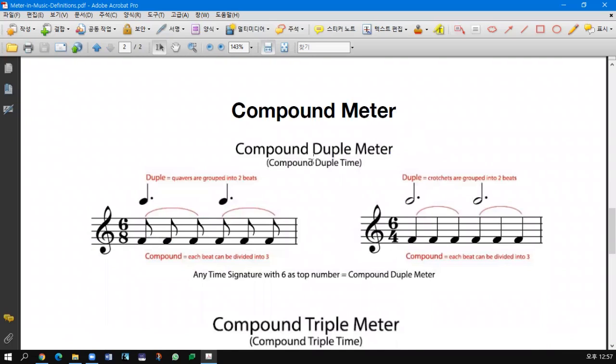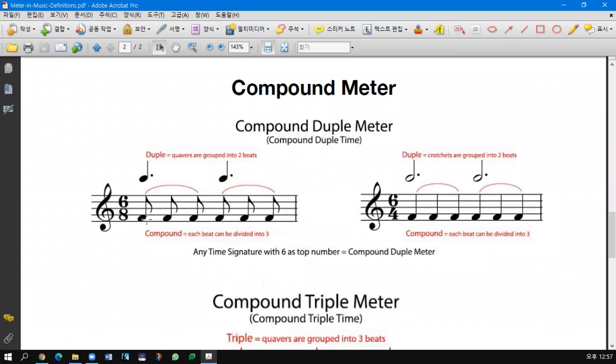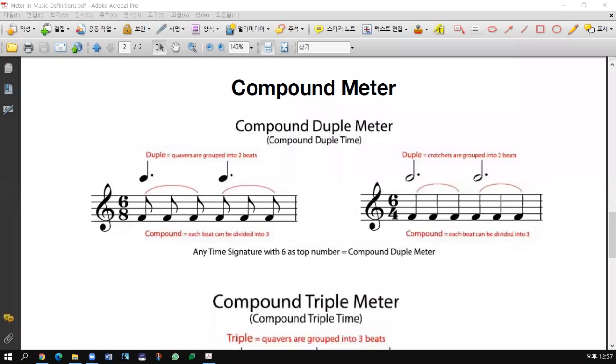Compound meter is each beat can be divided into 3, okay? And first of all, if you look at the time signature here, it's 6/8, right? So what does that mean? 6 beats in each measure, right? But the more important thing is the bottom one. Eighth note gets one beat, right?